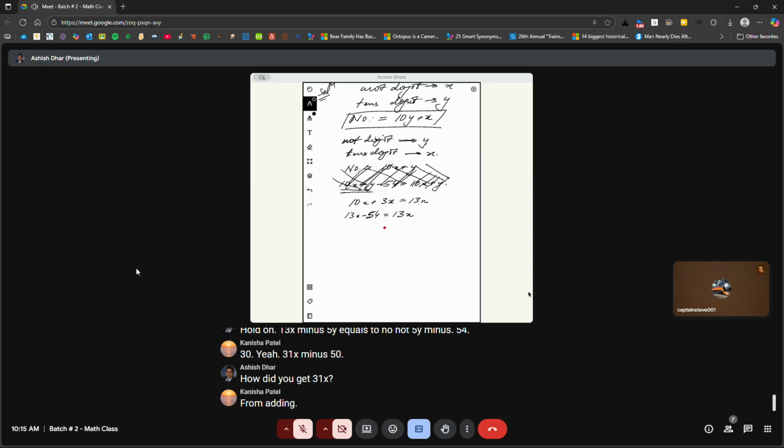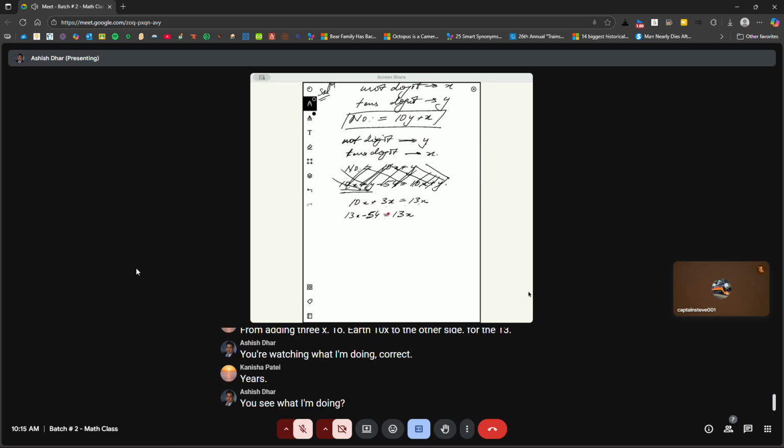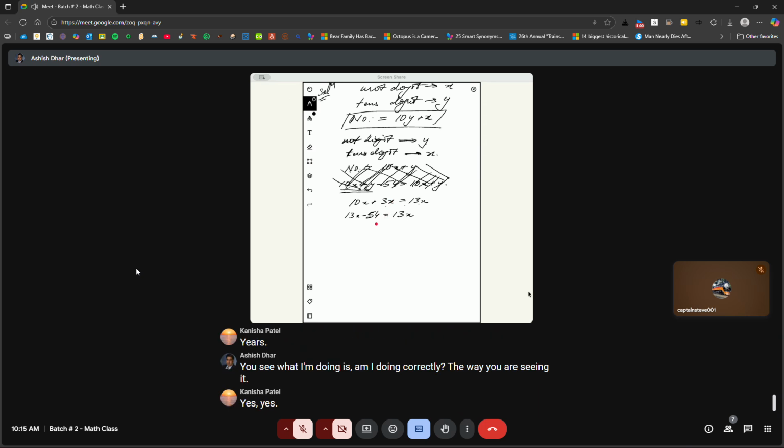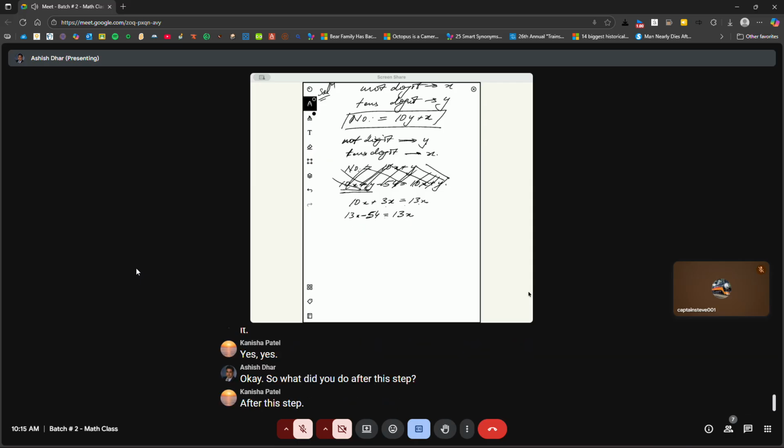From adding 3x, or 10x, to the other side for the 13. You're watching what I'm doing, correct? Am I doing correctly the way you are saying it? Yes. Okay, so what did you do after this step? After this step, I got 18x equals... How did you get 18x? That's what I'm trying to understand.